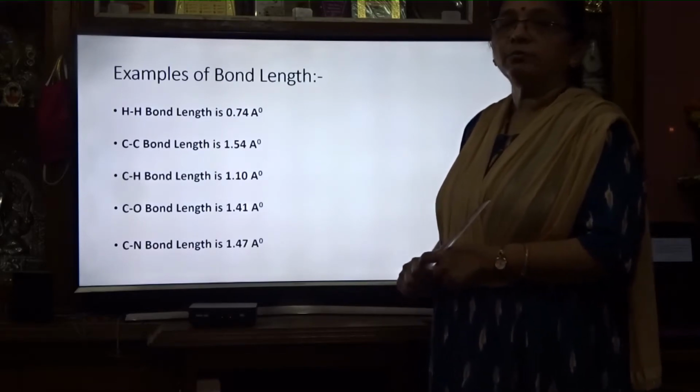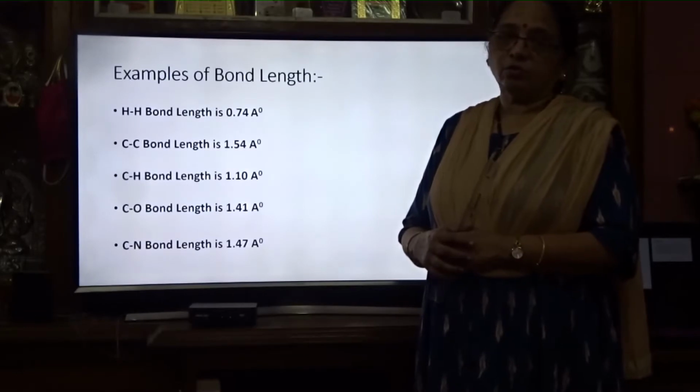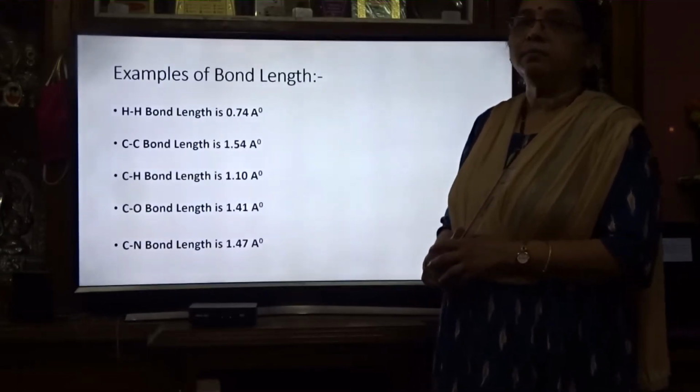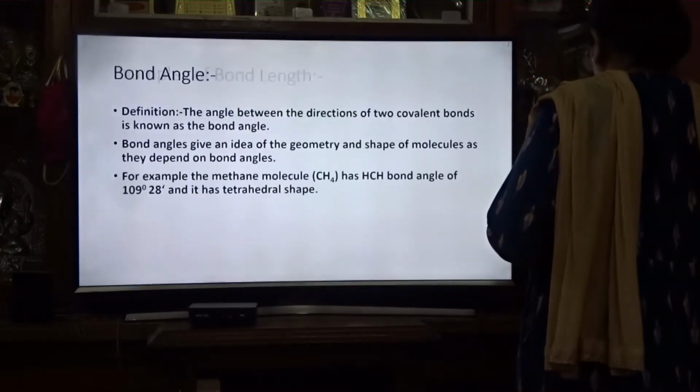So what is bond length? The distance between the nuclei of two bonded atoms is known as bond length, and these are the examples of bond length. Next we will see the bond angle.